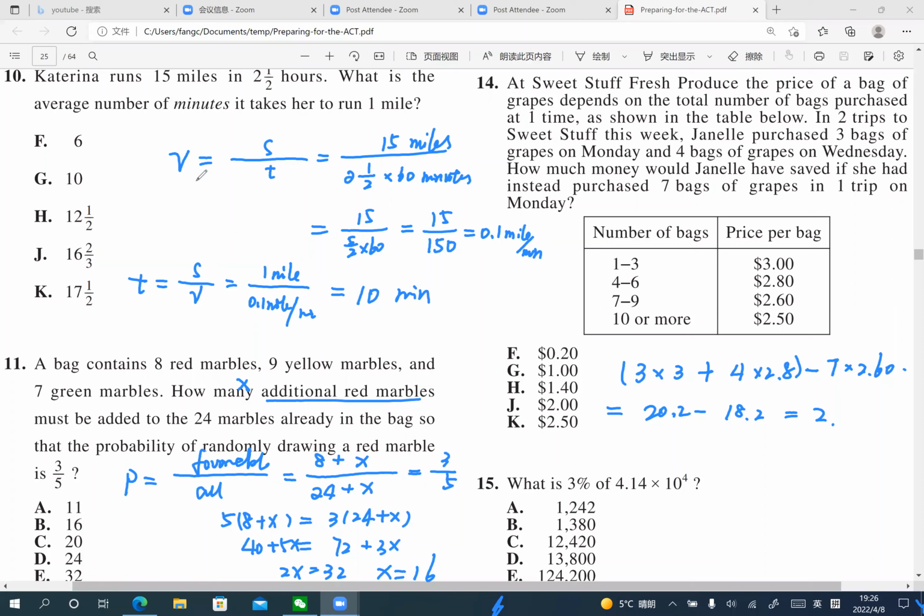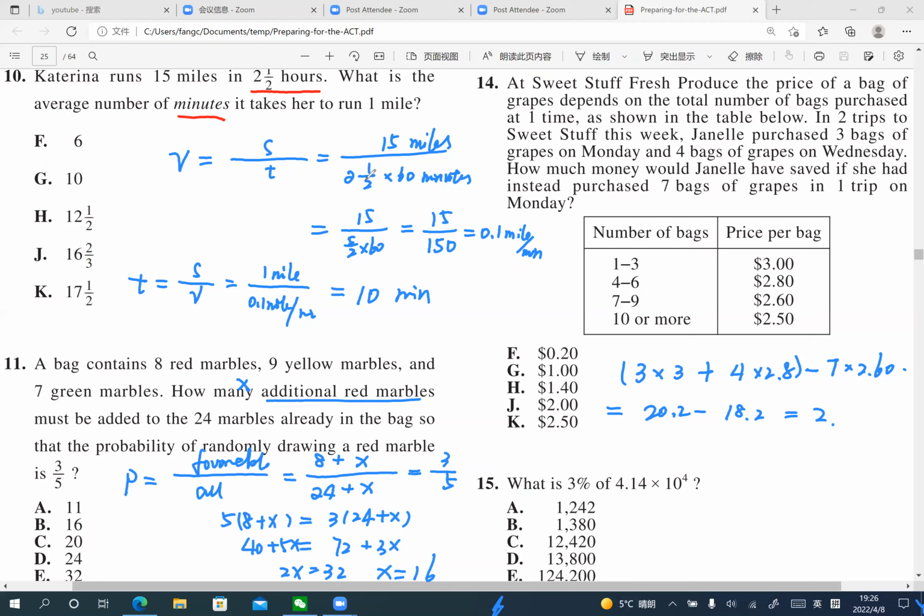So the velocity equals the distance divided by the time. In our question, the distance is 15 miles and the time is 2.5 hours. Notice that the 2 times are in different units. One is hours, and the question is in minutes. So we need to convert the hours into minutes.